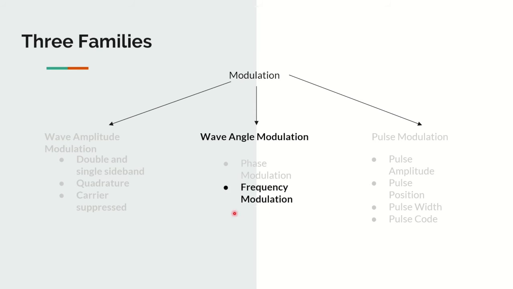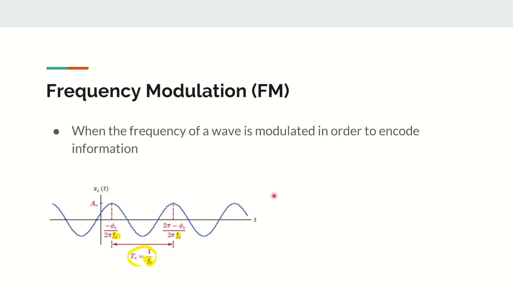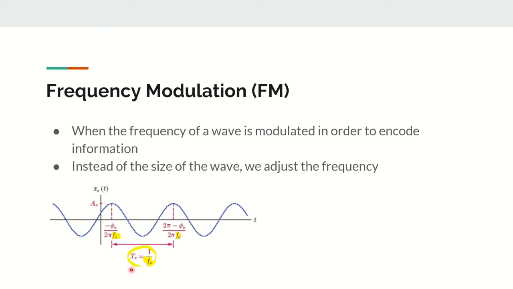Next, we also have frequency modulation here. As you might have guessed, in this case, we are modulating the frequency, and that is how we are going to embed our information. This is significantly more complicated than AM modulation, but it is very commonly used in modern communication systems.